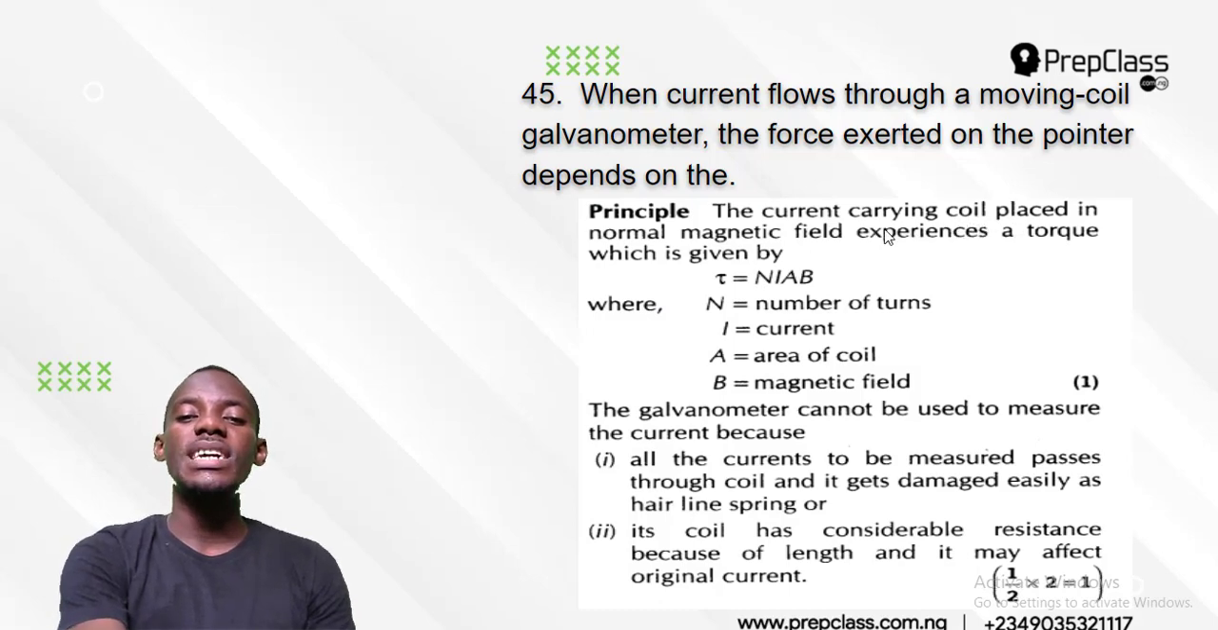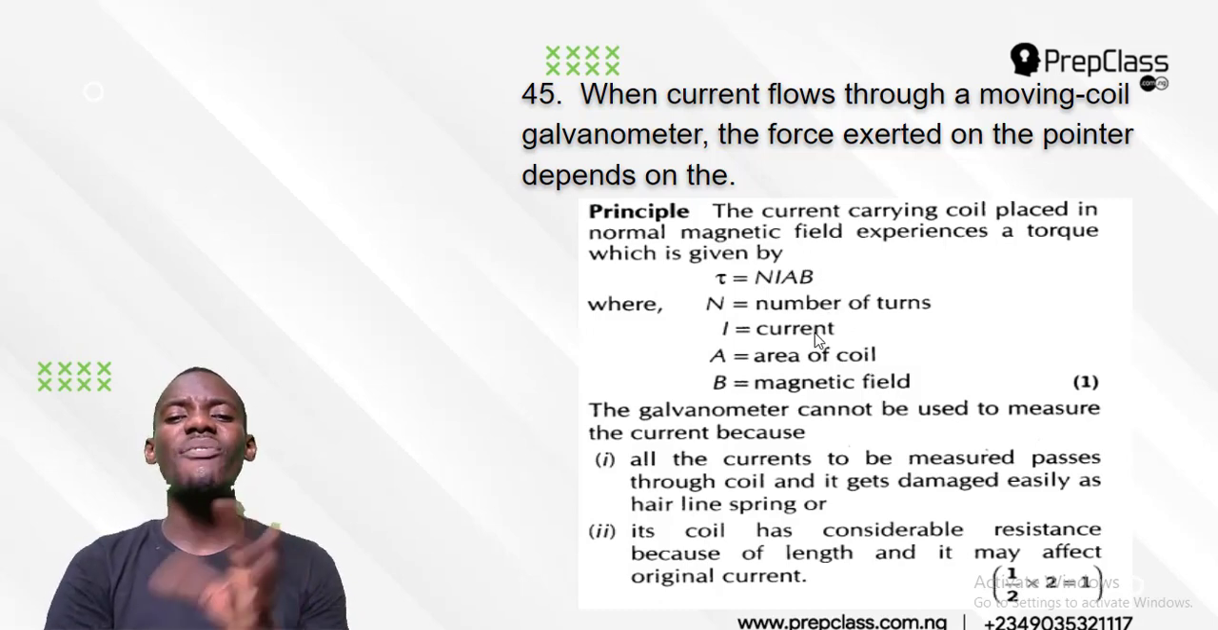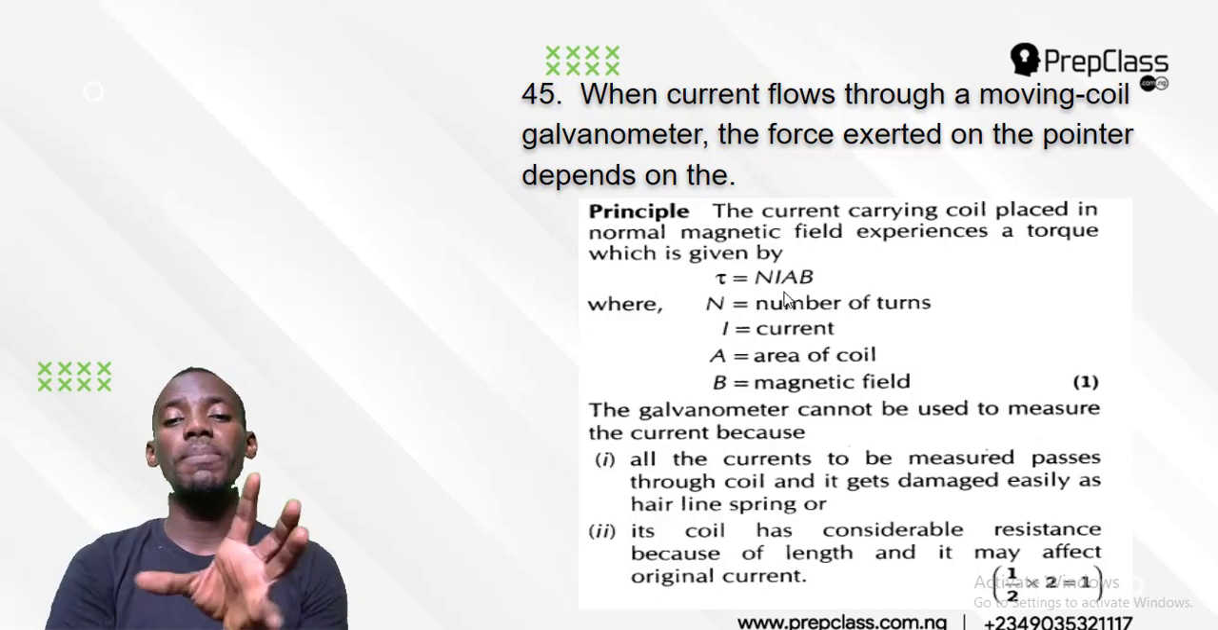A current carrying coil placed in a normal magnetic field experiences a torque, which is given by the formula T, that's torque, equals NIAB, where N is the number of turns, I the current, A the area, and of course, B the magnetic field. So these are the factors affecting a galvanometer: number of turns, area of coil, magnetic field. I have gotten what I need. It's just the factors affecting, and they have to do with the formula for finding torque. Torque is equal to number of turns times the current times the area times the magnetic field, and those in the formula are the factors affecting a galvanometer.